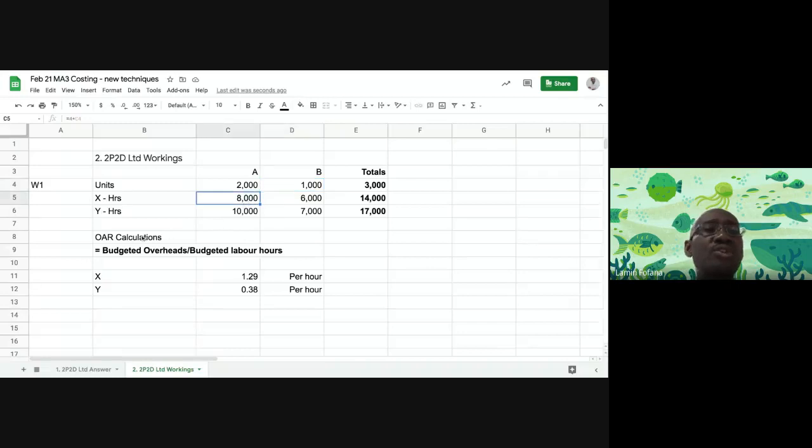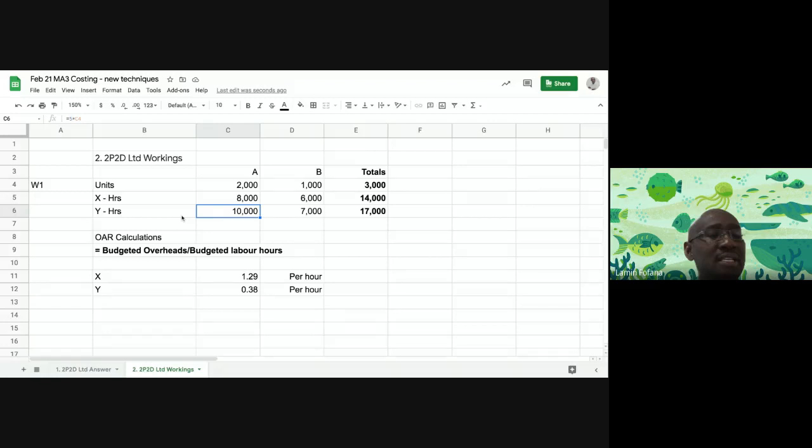In the question, you've been told that in order to produce 1 unit of product A on the department X, you need 4 hours. So what's the total hours? It's naturally going to be 4 multiplied by 2,000. Yes. Okay. On the department X, product B, you need what? You need 6 hours to produce 1 unit. So if you have 1,000 units, how many hours are you going to use? That's 6,000. Excellent.